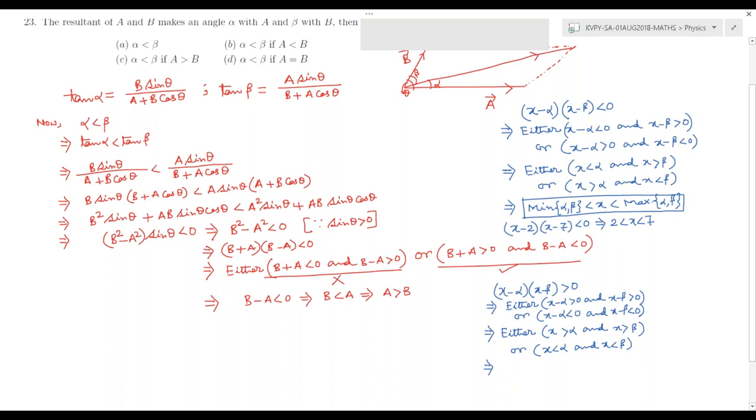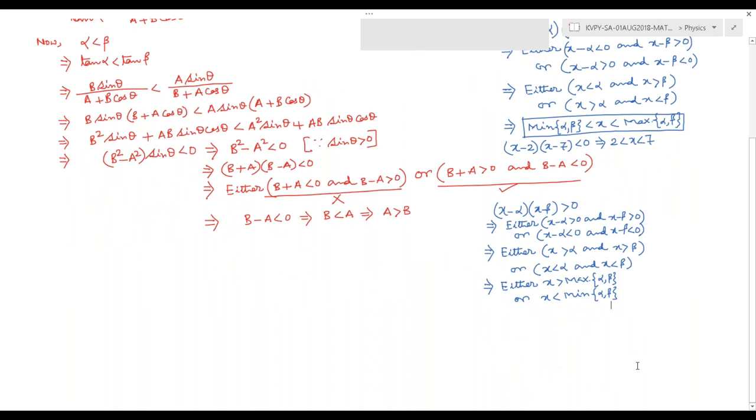So what we can say is either x is greater than the maximum of alpha and beta, or x is less than the minimum of alpha and beta. So it says what? That if x is less than alpha and x is less than beta both at the same time, that means x is less than the minimum of alpha and beta. That is also possible. That is the only thing.